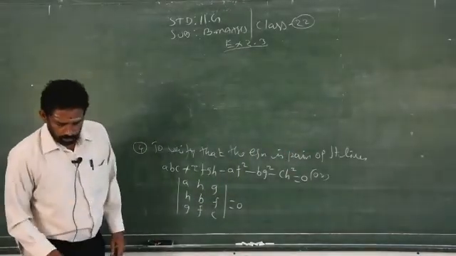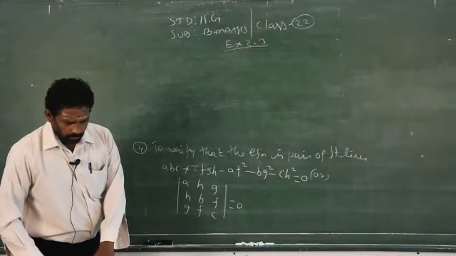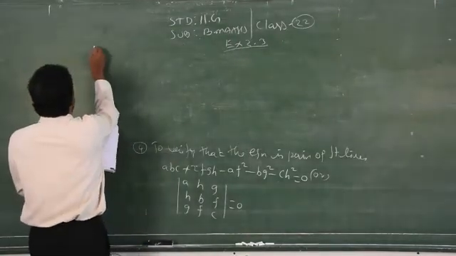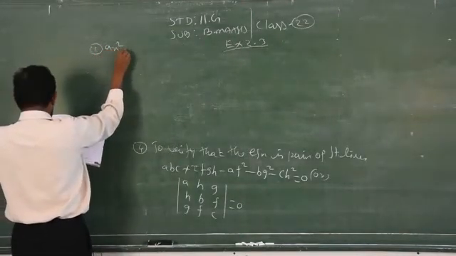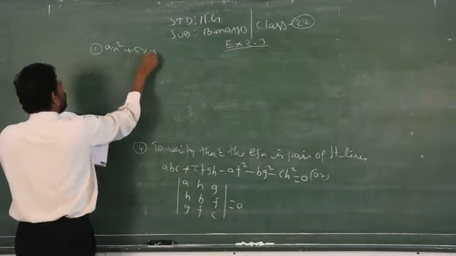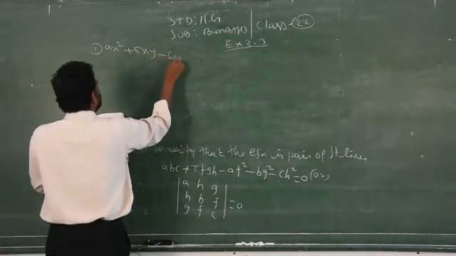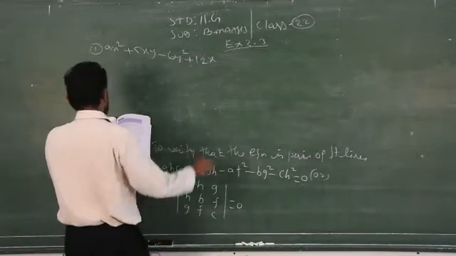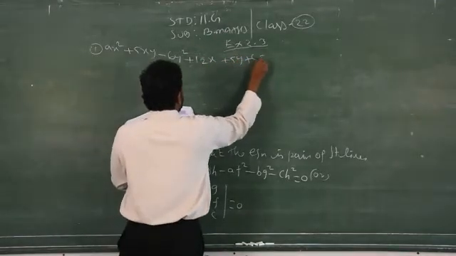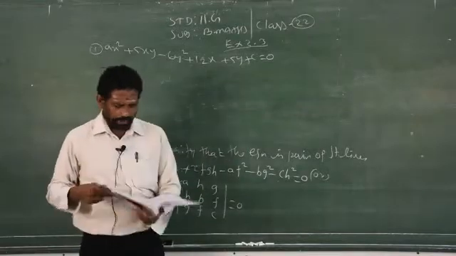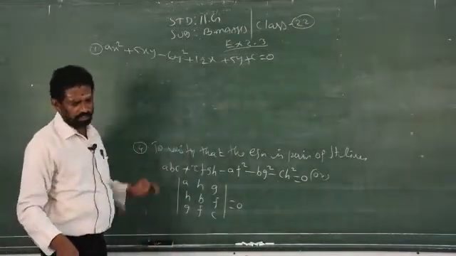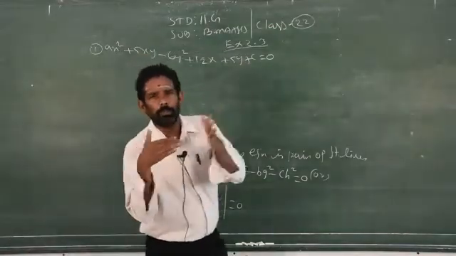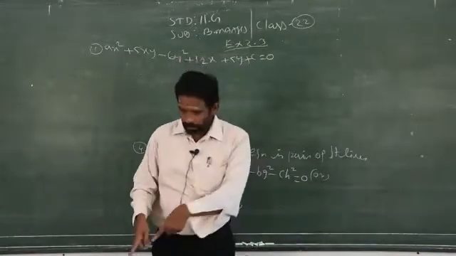Clear? So question number 1: if the equation ax square plus 5xy minus 6y square plus 12x plus 5y plus c is equal to 0 represents a pair of perpendicular straight lines, find a and c. So this pair of straight lines consists of two perpendicular lines, because it is given already.